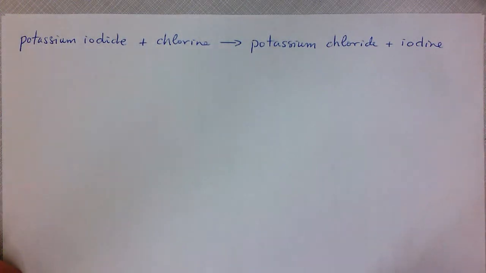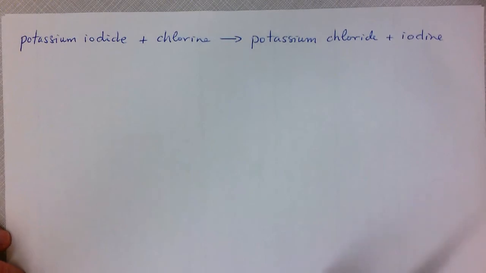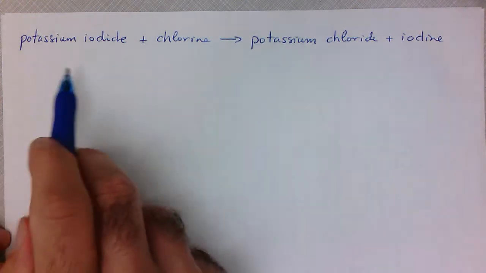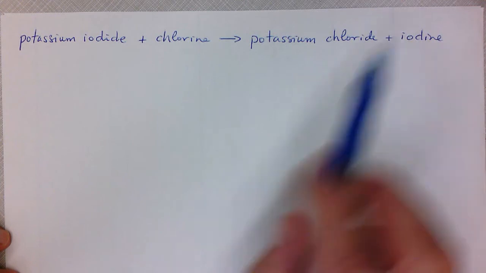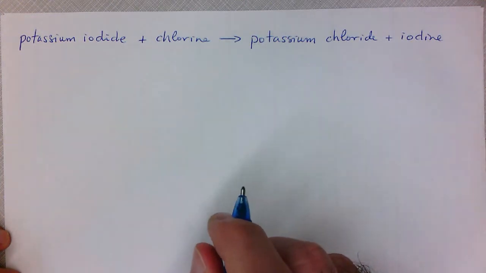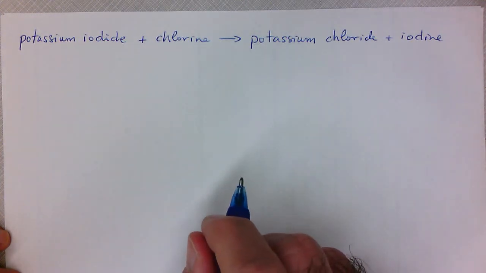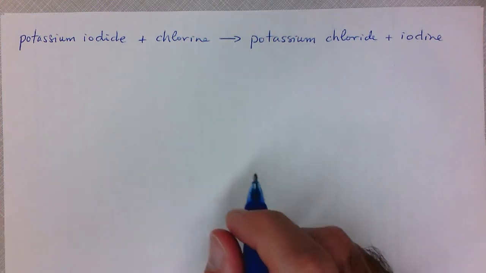Hi folks, we're going to take a look at a first example of writing a balanced chemical equation starting with a word equation or a description of the reaction. So here we've got potassium iodide, which reacts with chlorine to give you potassium chloride and iodine. Okay, so the first thing we have to do is translate these chemical names into chemical formulas.